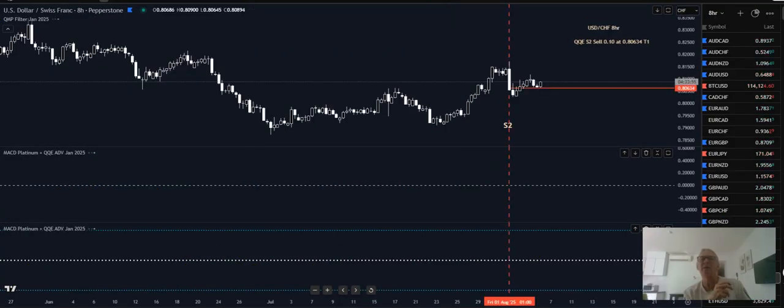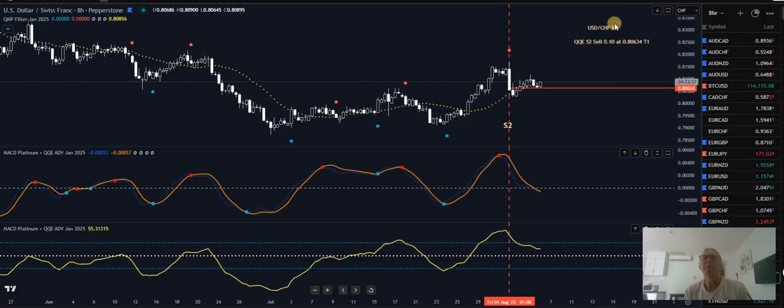USD Swiss franc in a sell. Hopefully it'll come up. Yeah, it took the sell, started to go in the right direction. This is a QQE, but it's just gone sideways, come back in the last candle or so, but now popped up, and we're still above the 50 level, so just waiting patiently.